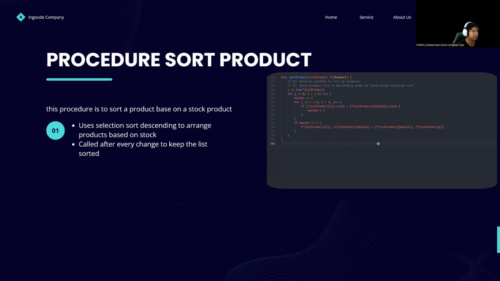And then procedure sortingProduct. It's basically just to sort a product based on the stock. So the bigger the stock, the higher it will appear at the top. It uses a selection sort descending to arrange products based on stock and is called after every change to keep the list sorted.